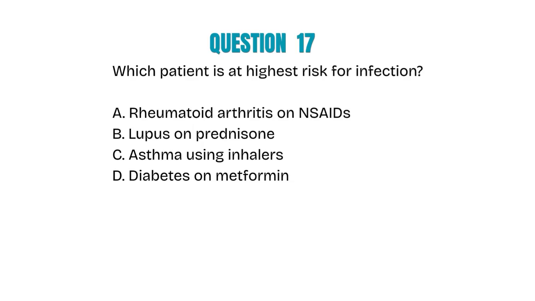Question 17. Which patient is at highest risk for infection? A. Rheumatoid arthritis on NSAIDs. B. Lupus on prednisone. C. Asthma using inhalers. D. Diabetes on metformin.